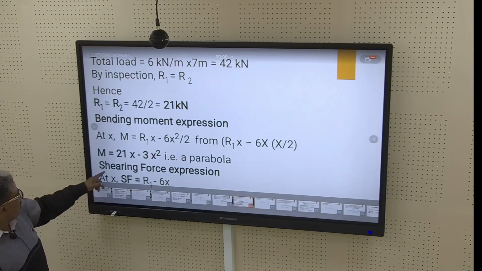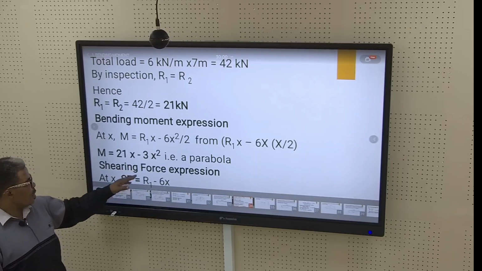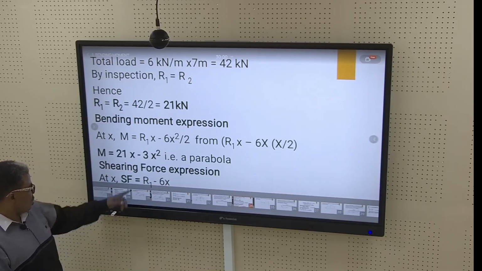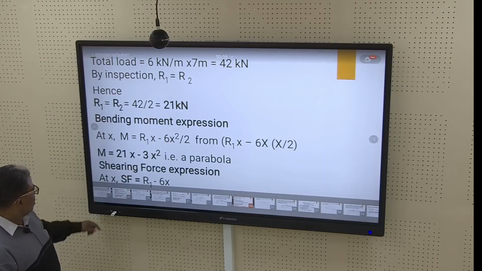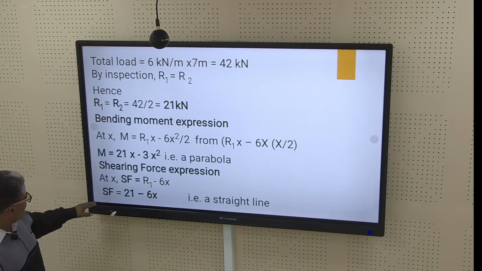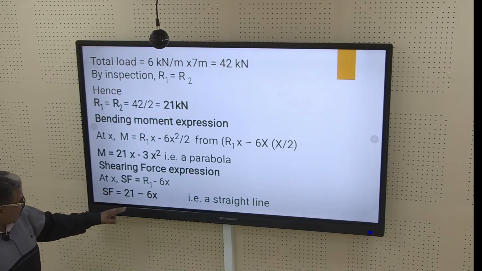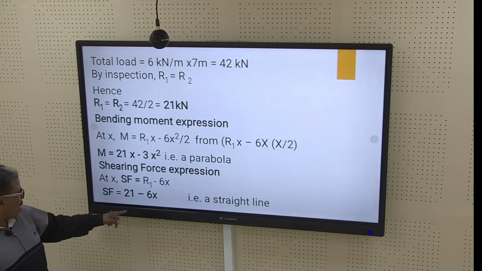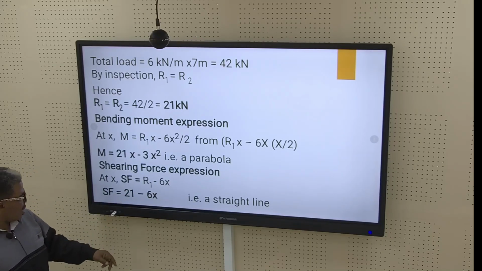Now such an expression will be a parabola. It's no longer a straight line. So the shearing force for this case at x is R1 minus 6x. And so R1, which is 21, minus 6x, becomes a straight line as well.